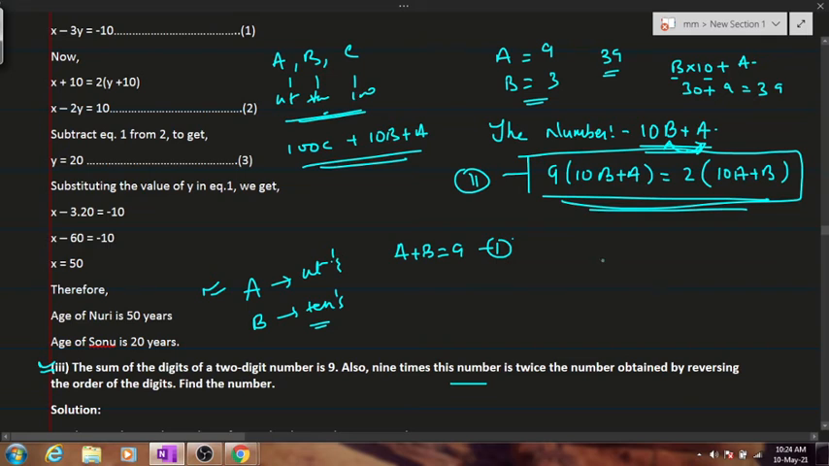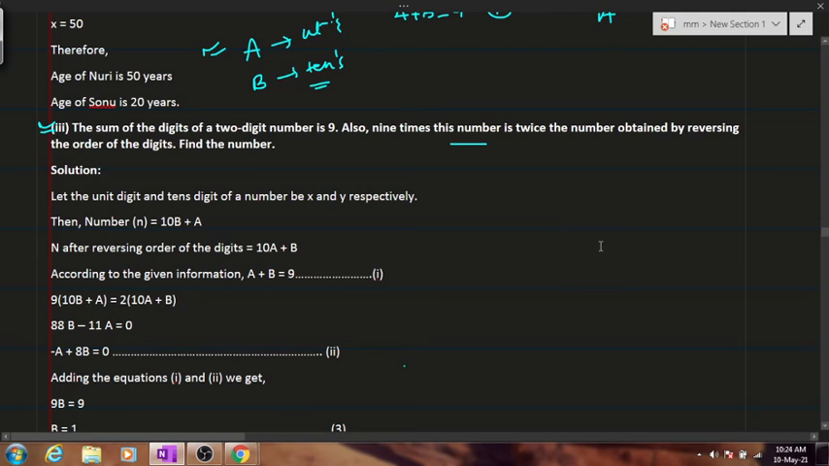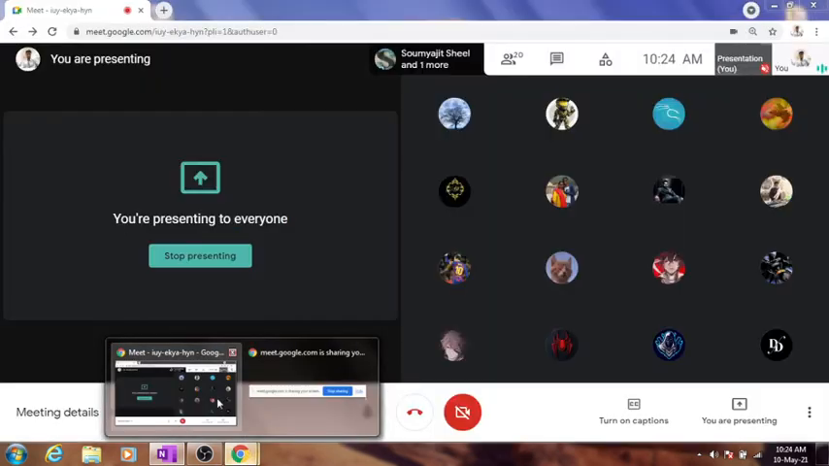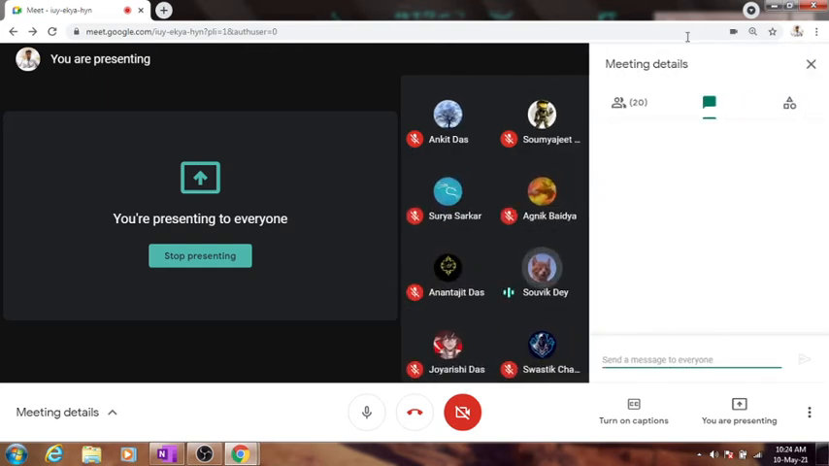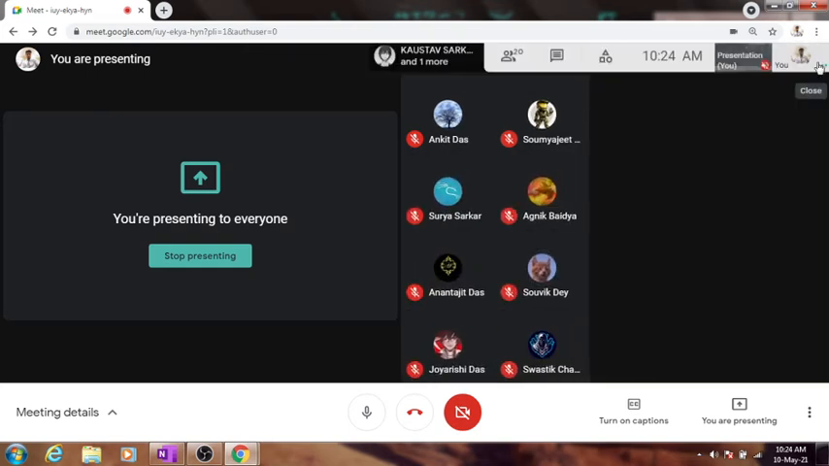Are these two equations clear? Now kindly tell me the value, the number. This is how your solution looks like. Kindly tell me the number that you will get. Anyone who can tell me the number, write it in the chat box. Let's see who writes it first. What is the number obtained?